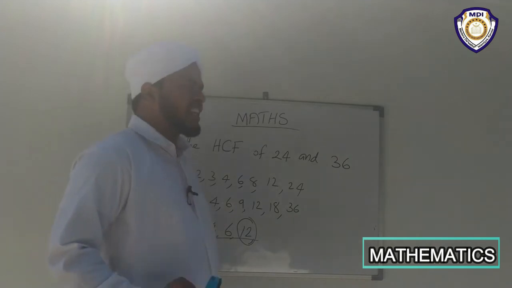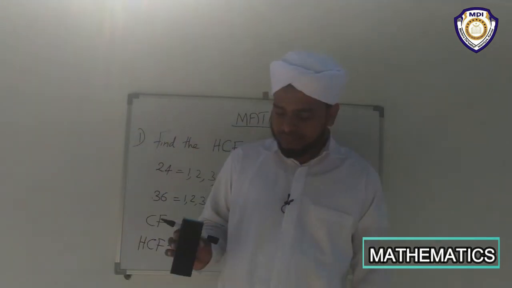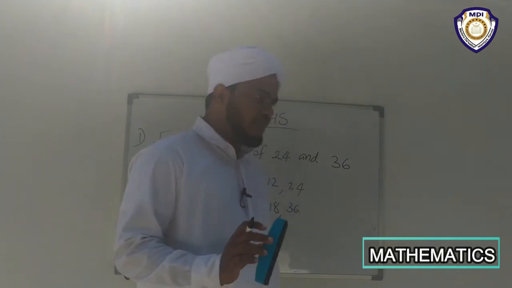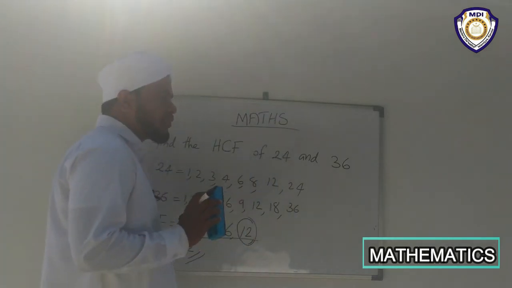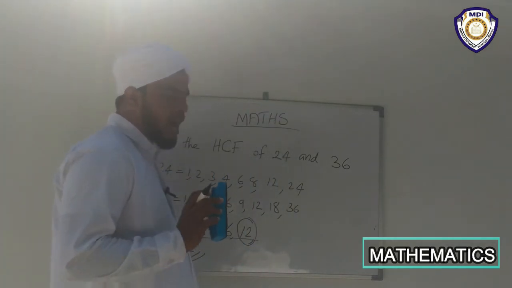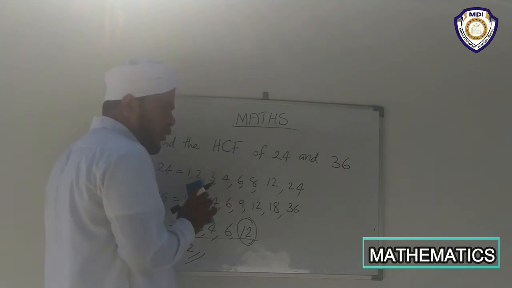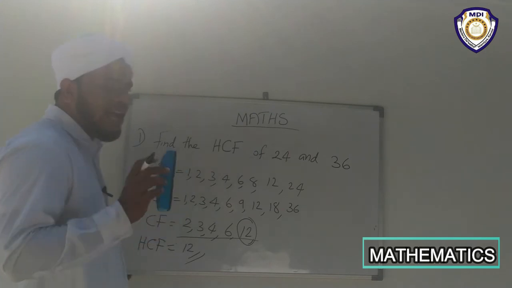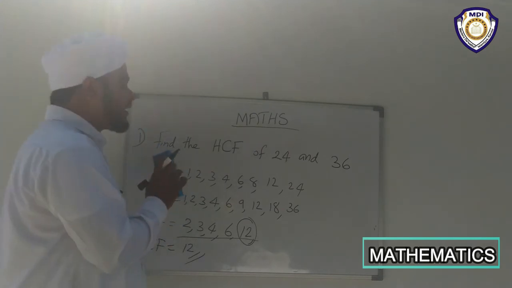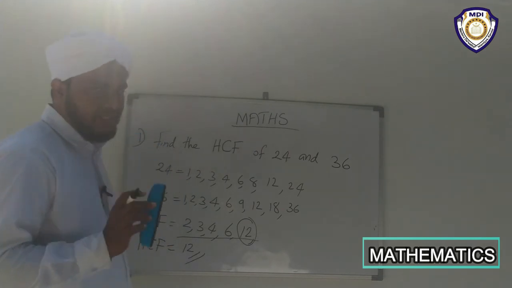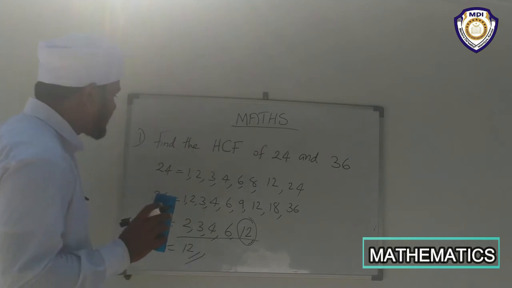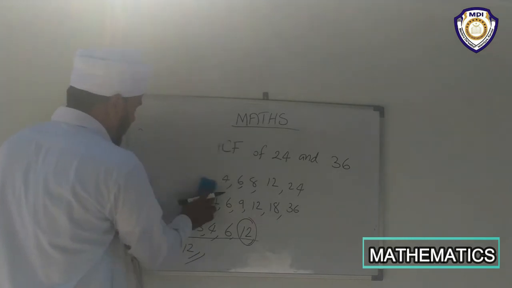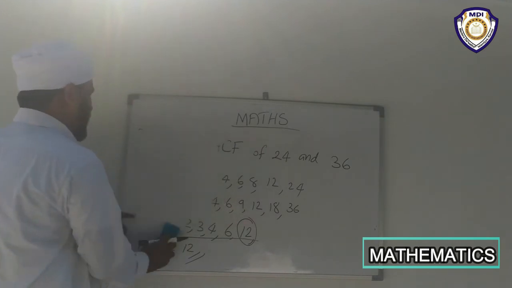When we get a question about finding the HCF of any two numbers, first and foremost we have to find out the factors of those numbers. After that we have to select the common factors. At last we have to select which is the highest one. Then that is the highest common factor, HCF. Okay. Please write down in your notebook.